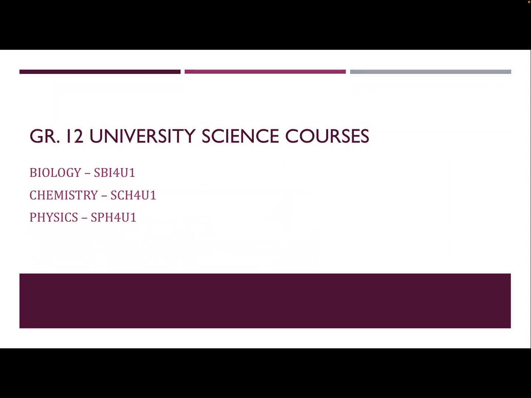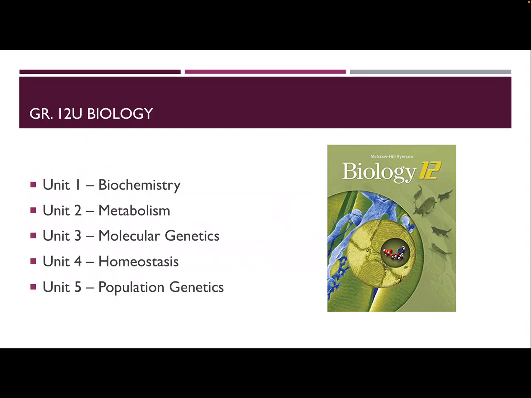Our grade 12 science courses are continuations from grade 11, and they're really meant for students who want to pursue science at a university level. For the grade 12 university level biology, we often recommend students have the grade 11 chemistry course, because there is quite a bit of foundational chemistry knowledge that is required.